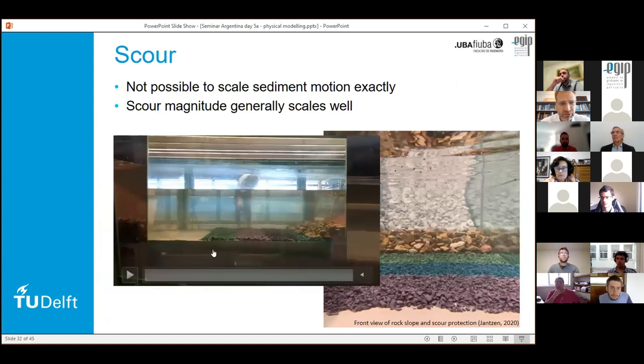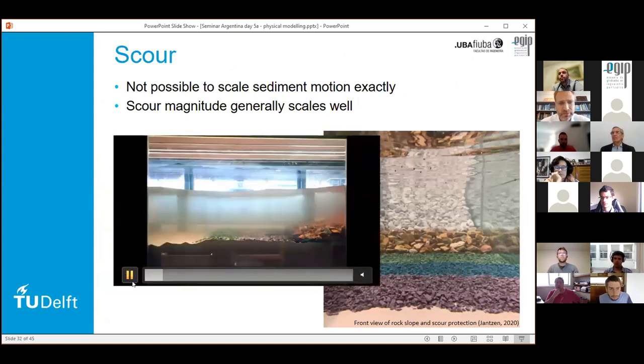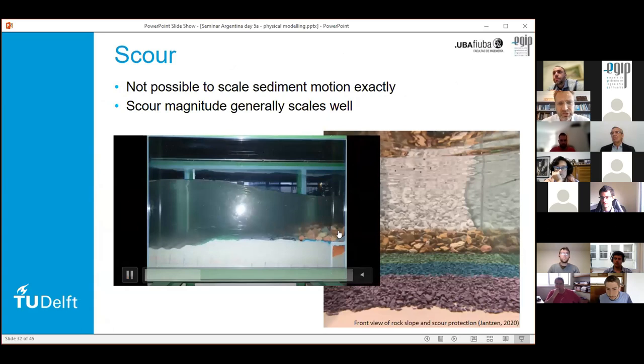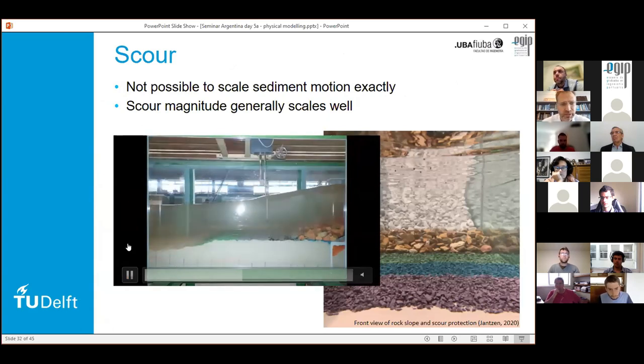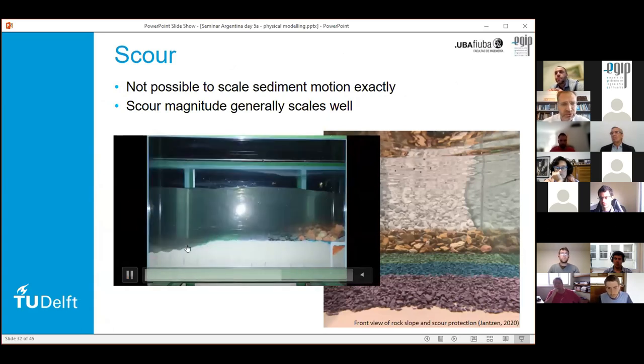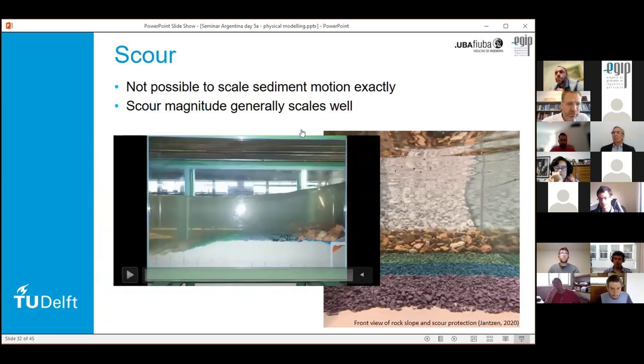Sometimes we're also looking at scour. Here we can see a breakwater toe, a bed protection, waves coming, and on the left you see that the scour hole is developing. Typically the time scale of sediment transport doesn't scale well, but the scour magnitude we still trust, also because we don't have very much difference.